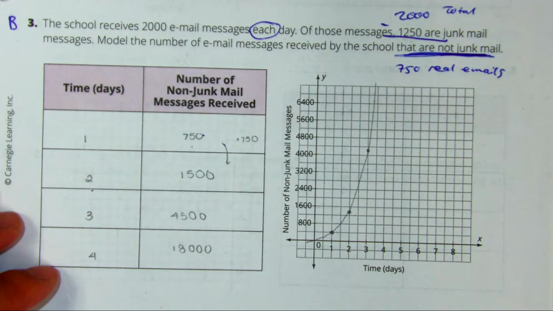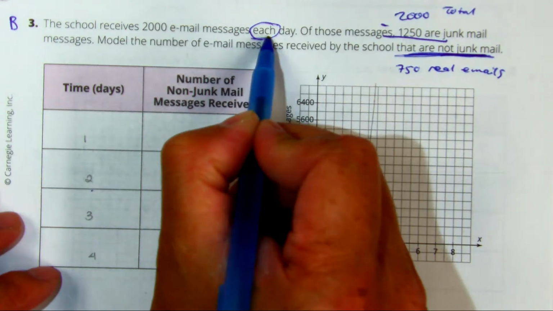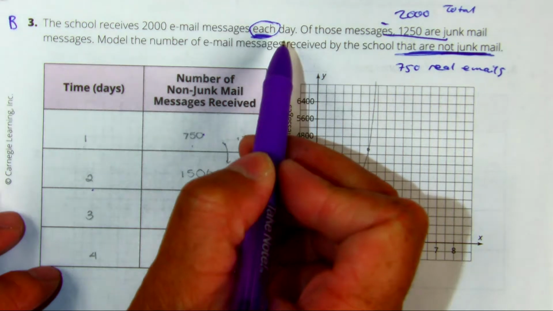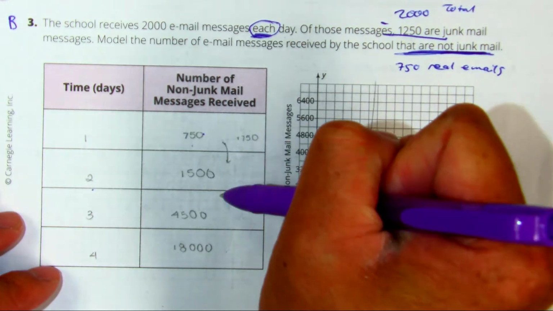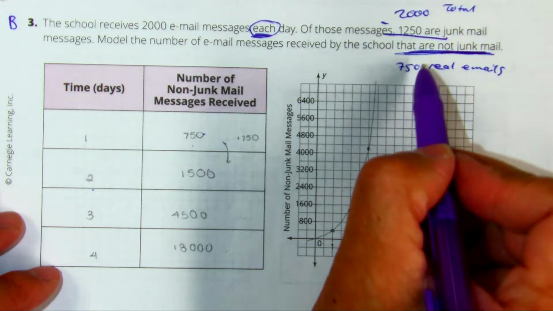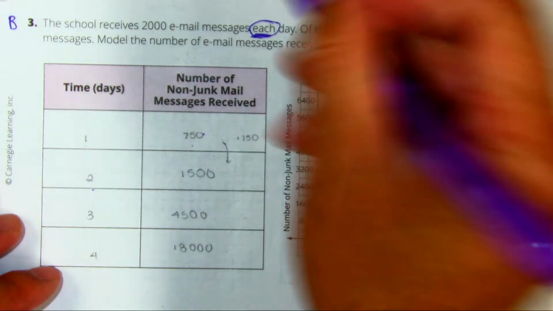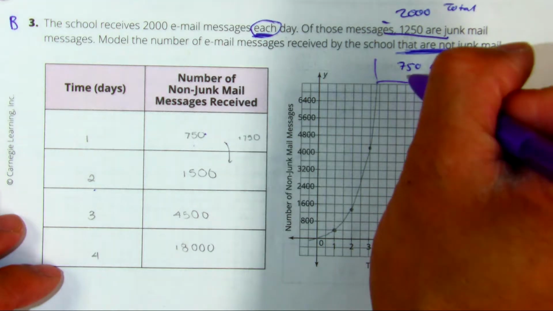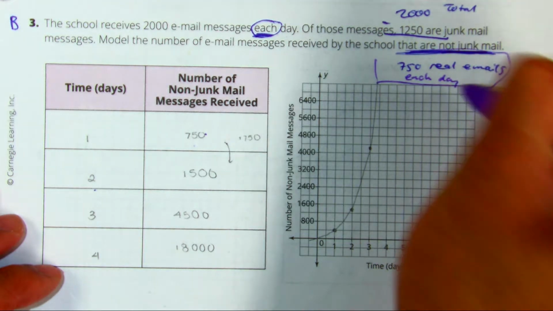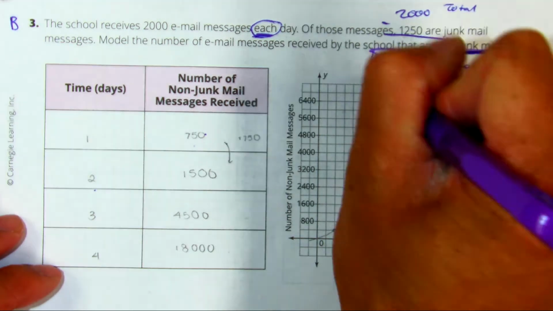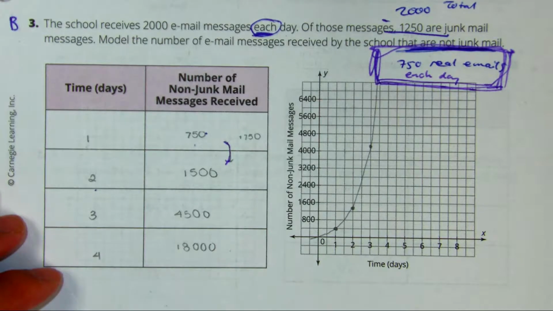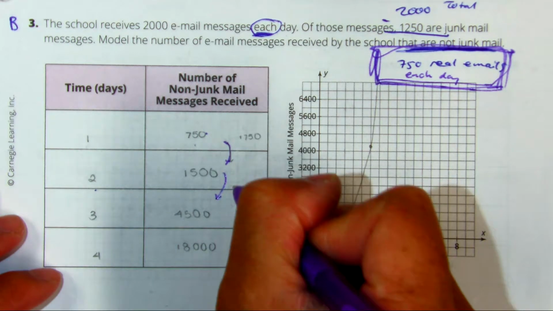Okay, so I circled this word because you're going to get how many emails per day? 2,000 each day. So although you're thinking 2,000 for each of these, remember we're just looking for the not junk mails or the real emails. So basically we're getting 750 real emails each day. So this "each day" here is you're doing what? Plus or multiplying? Plus 750 each day.